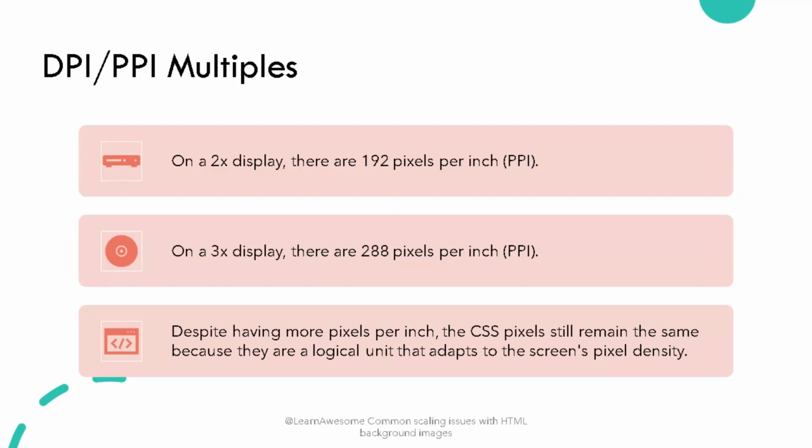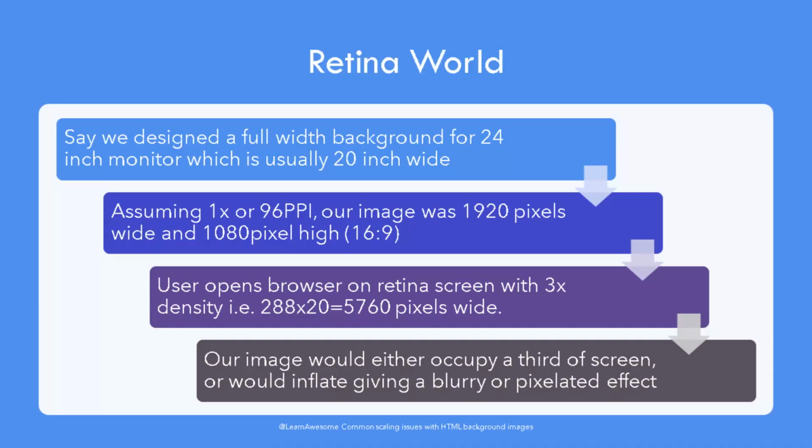And of course, 1x is the standard 96 PPI, which remains the same from CSS perspective. So let's go over an example. Say our user opens the browser on a screen with 3x pixel density, and we had designed for users using a 24 inch screen, which would be around 20 inches wide, such that our background image would occupy the full width of the screen without any distortion or pixelation.